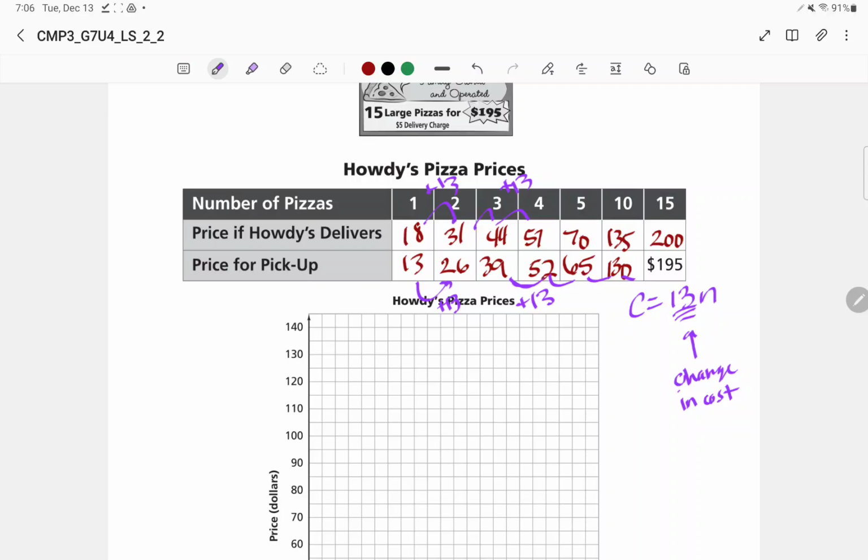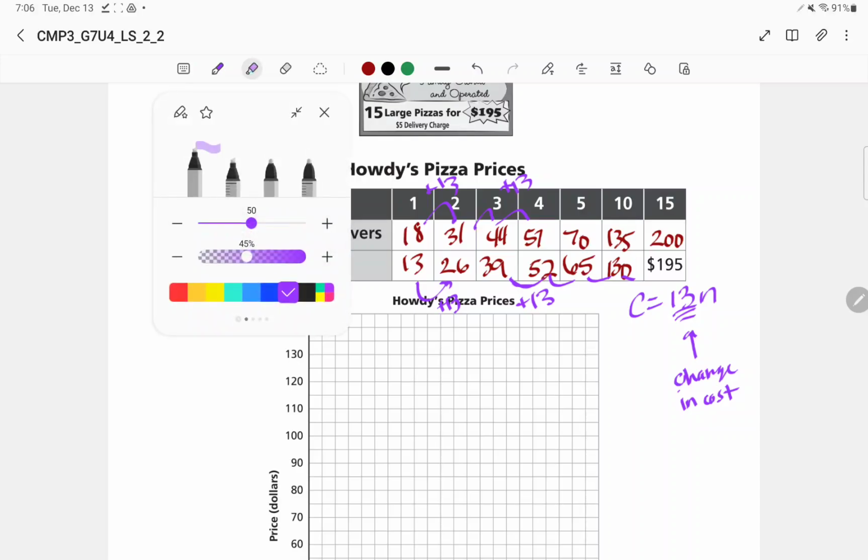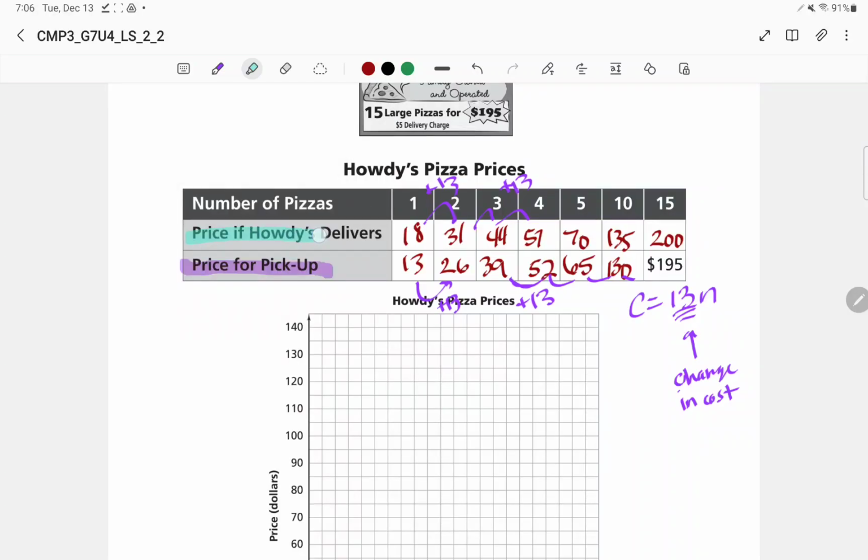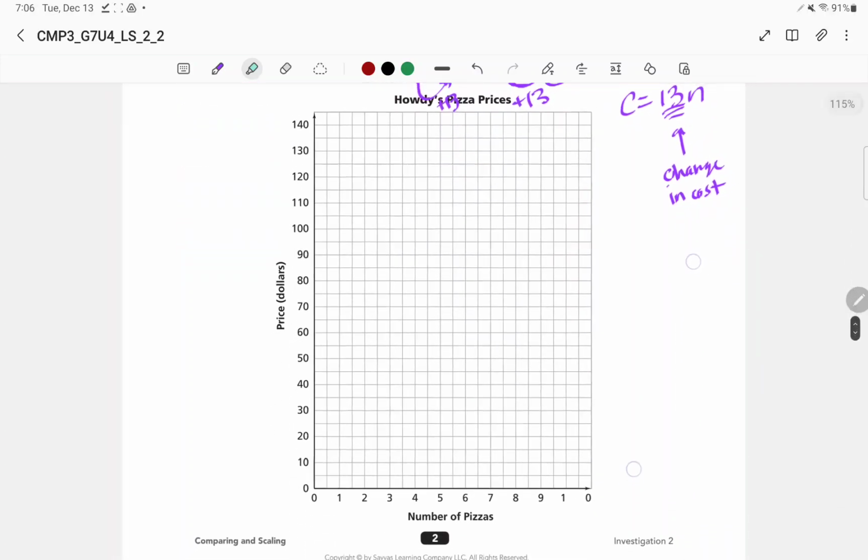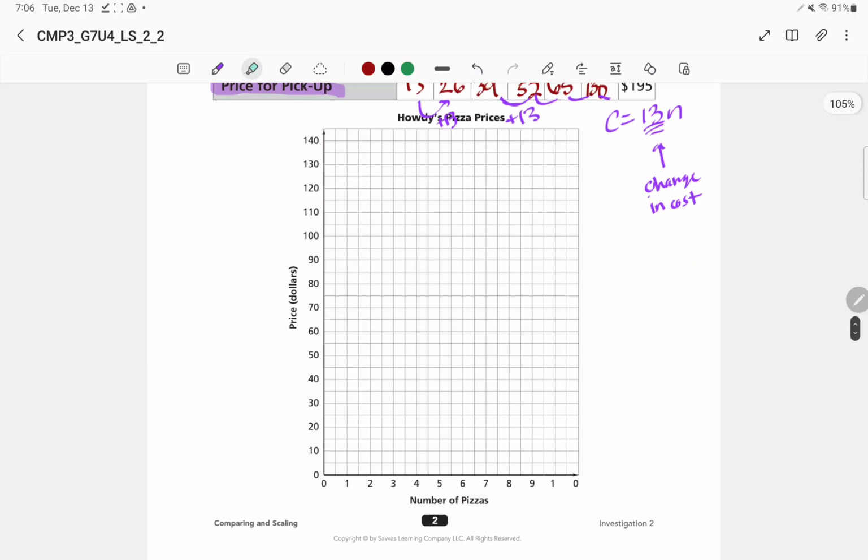Number 2, on the same coordinate plane, plot the data for Howdy's prices with no delivery fee and with the delivery fee. So you're going to be doing these. I would get 2 different colored pens or pencils. So let's do the price for pickup in this color. And then we're going to do the price if Howdy delivers in this color. So let's go ahead and graph them down here on your chart.